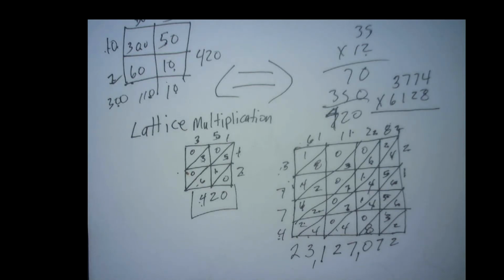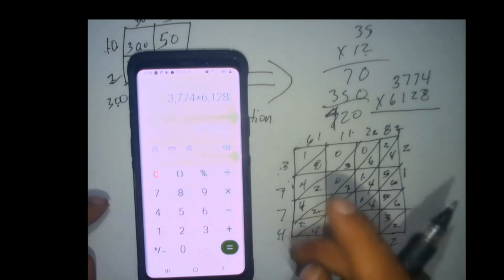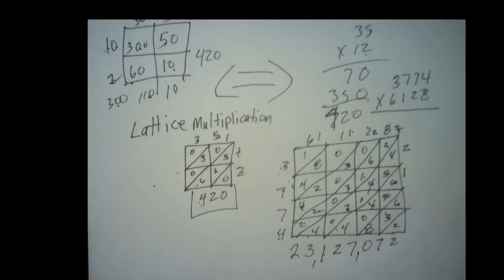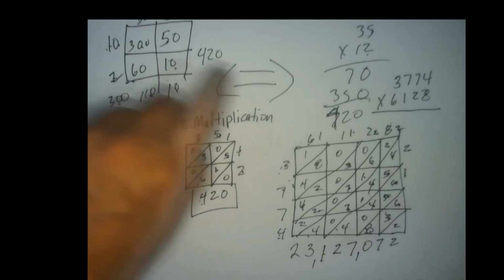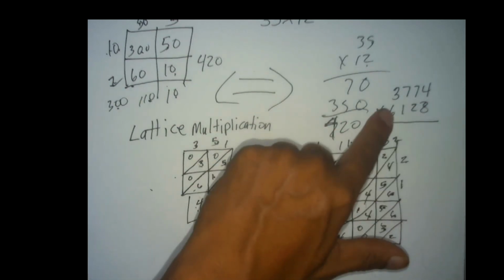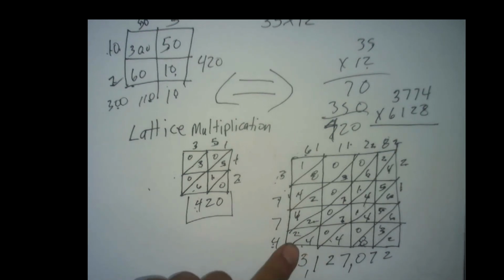Well, let's see. Let's see if that's what we get here. 3774 times 6128. 23,127,072. Now, if you did this method faster than I did with this method, or you could even use this method, it would probably be faster than this method. But either way, this method explains the algebra behind it. This method is a shortcut, but this method is a trick. And nobody teaches this method because this method is too confusing to learn.